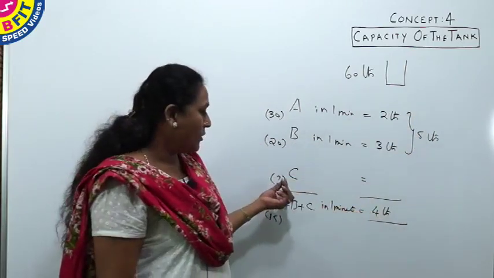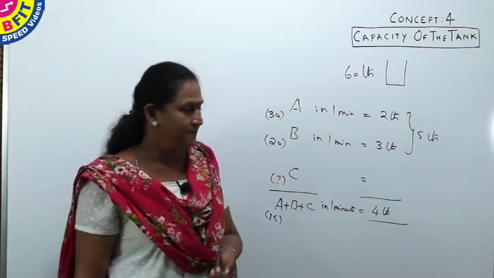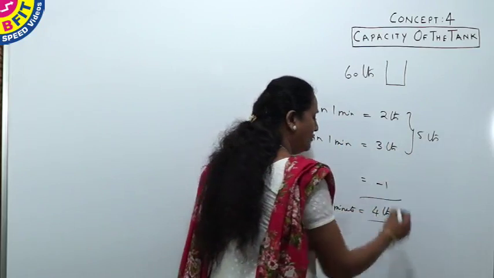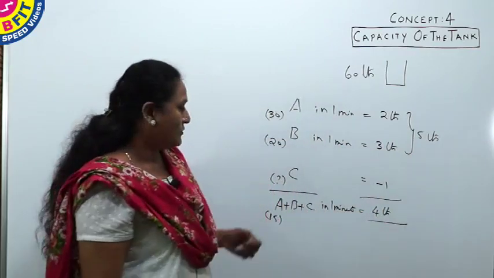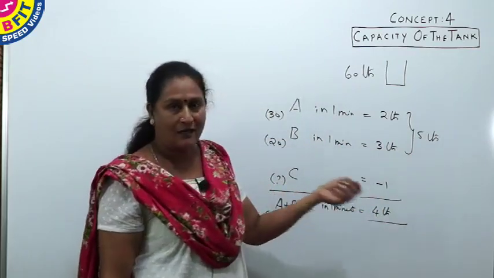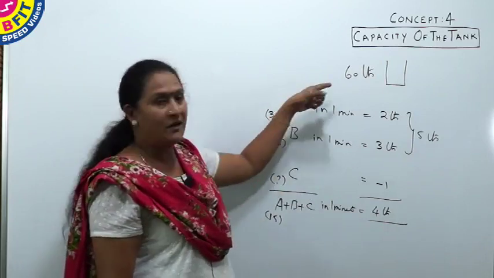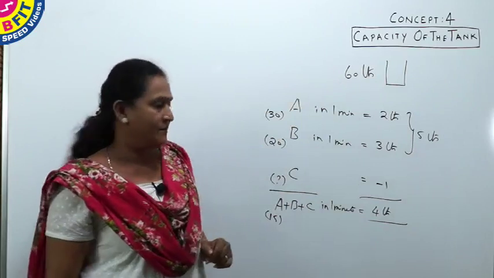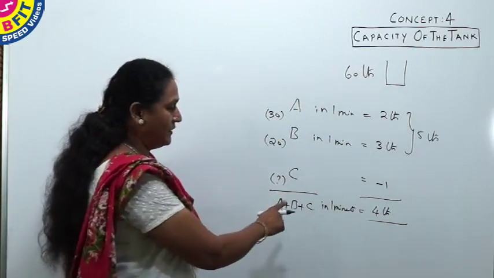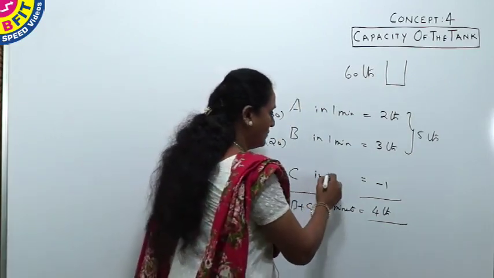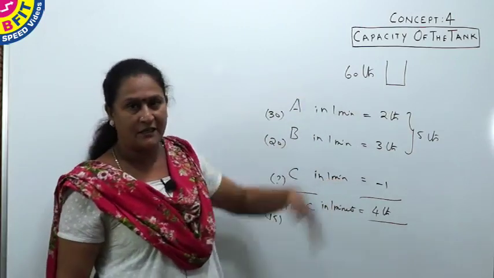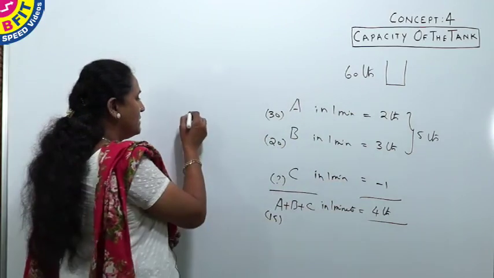It means that C has emptied how many liters? 5 minus 4, C has emptied 1 liter. So if C can empty only 1 liter per minute, in how many minutes can it empty the 60 liters tank? It is 60 minutes. In 1 minute it can empty 1 liter, so to empty 60 liters, C needs 60 minutes.